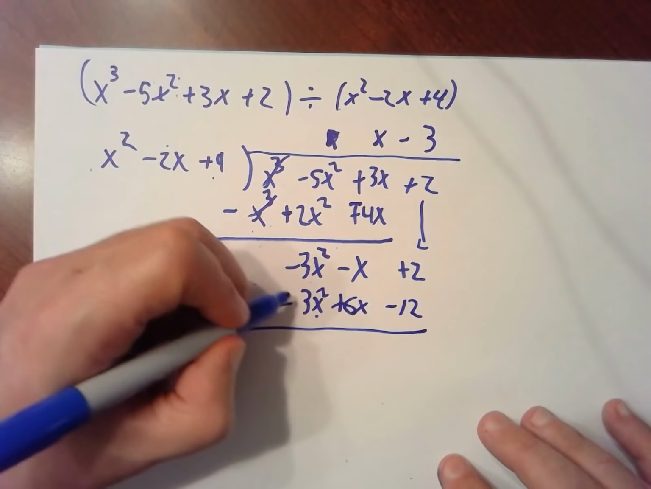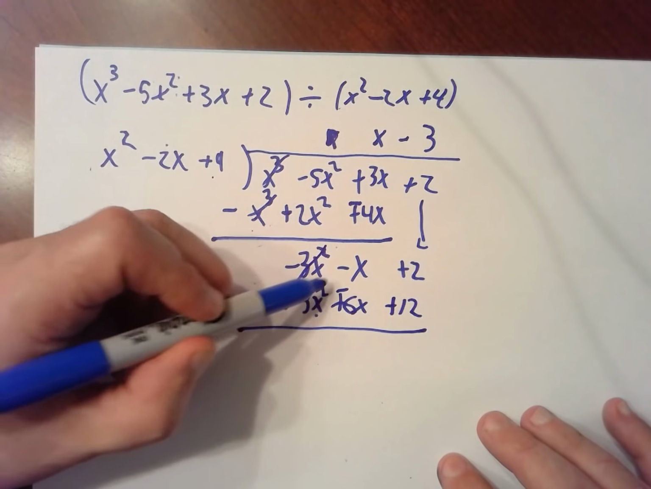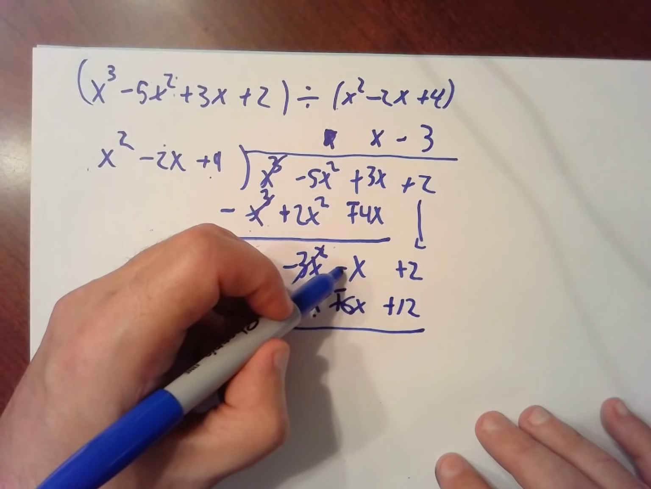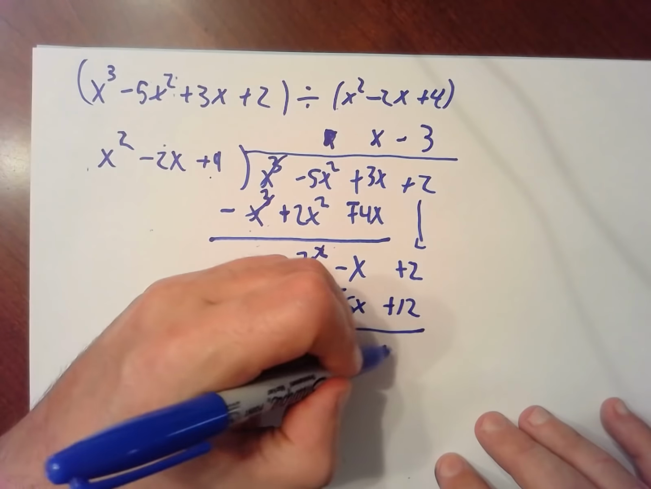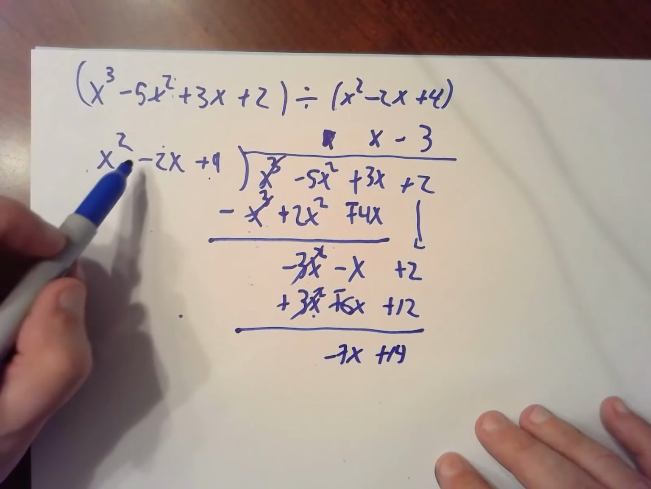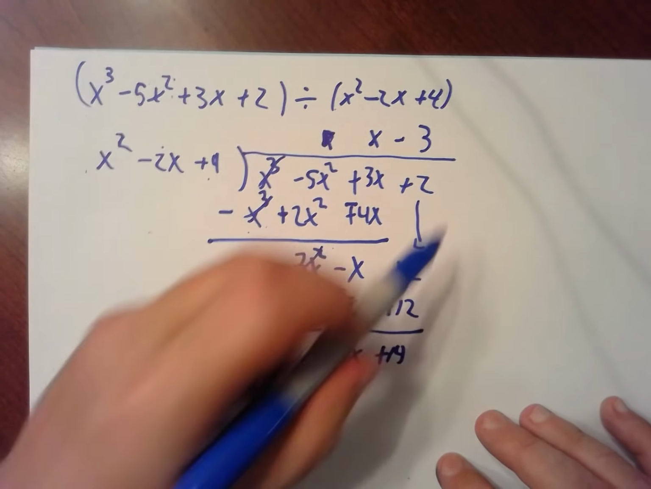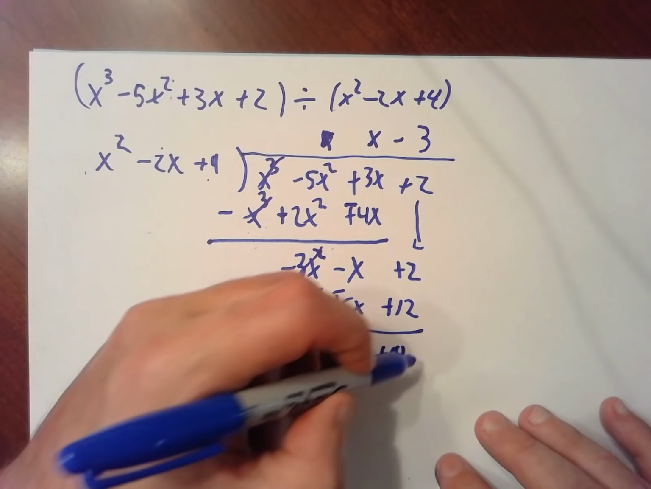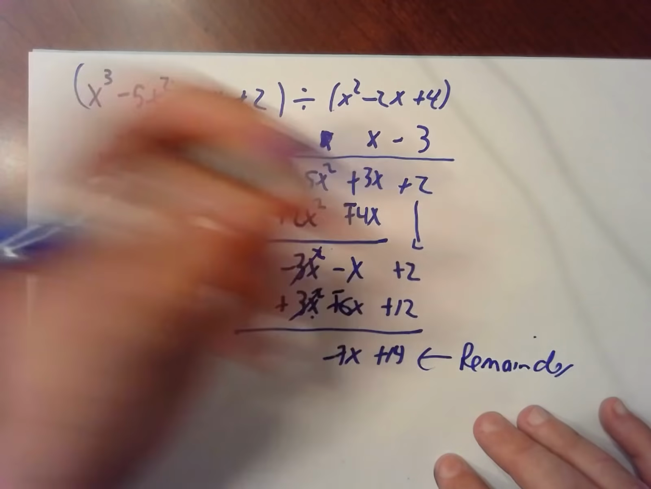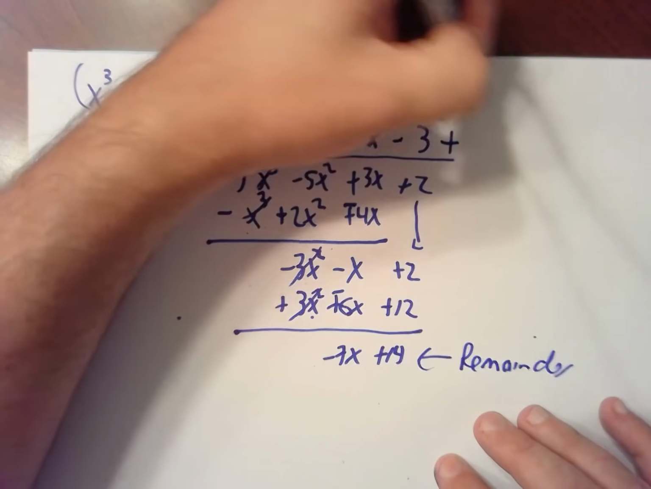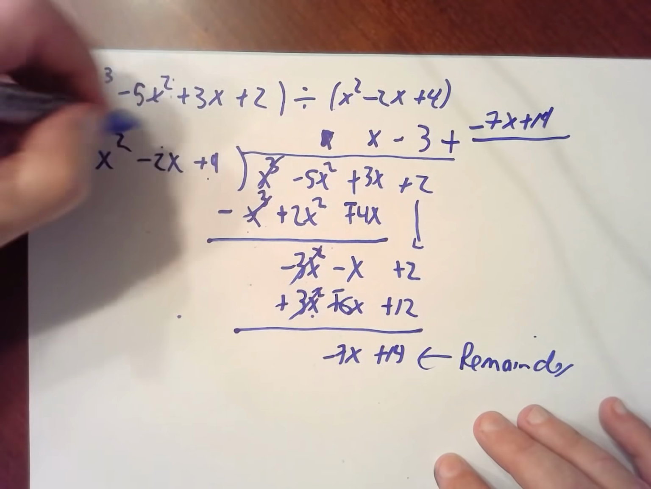Draw the line. Change all these signs. Add straight down. These two cancel. They better. Negative 1 and negative 6 would be negative 7x. 2 plus 12 would be 14. I can't go any further. X squared won't go into 7x. Plus there's nothing left to bring down. I'm done. That's my remainder. So I put here at the end plus negative 7x plus 14 over this guy that was outside.